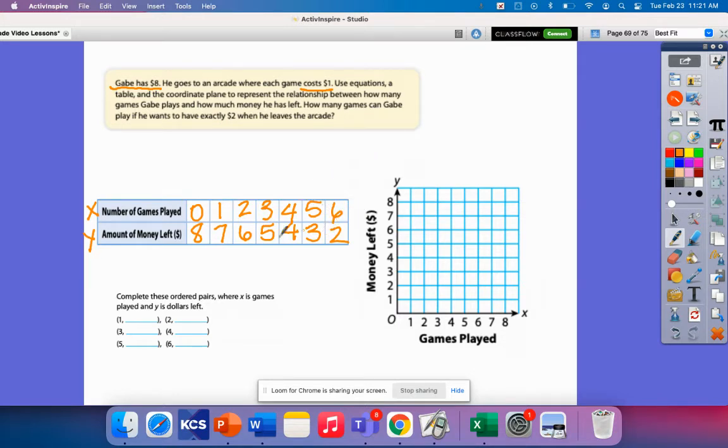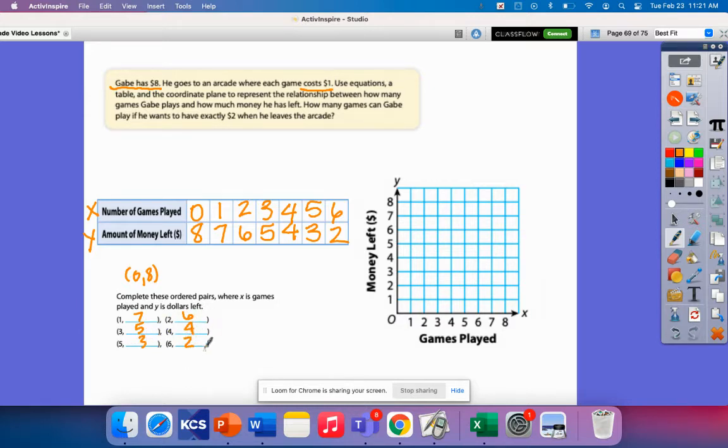Now I'm going to complete the ordered pairs where X is the games played and Y is the dollars left. I'm going to write this one up here because the table doesn't include it: 0 and 8. This would be an ordered pair right here. So we have 1 game, so $7 left. 2 would be $6 left. 3 games, $5 left. 4, $4 left. 5 would be $3 and 6 would be $2.